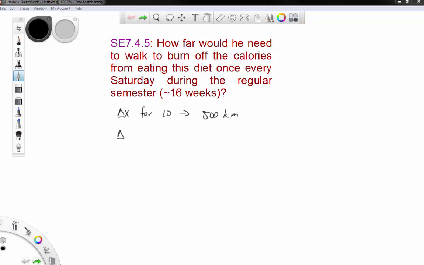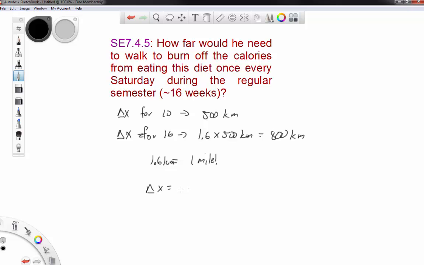But of course, as we know, it's not easy to get into Moe's during the summer semester on a Saturday. I'm not sure whether it's open on our campus during the regular semester, but presumably it is open a little more often. So suppose you did this during the regular semester of 16 weeks. Well, in that case, you'd have delta x for 16 weeks. That's 1.6 times as far. So that times 500 kilometers, and that gets you 800 kilometers. Ah, but wait, 1.6 kilometers is also equal to 1 mile. So this means that your total distance walked, if you did this during the regular semester, would be 500 miles. So I guess if you were to eat these nachos for lunch once a week during the semester, you would in fact need to walk 500 miles.